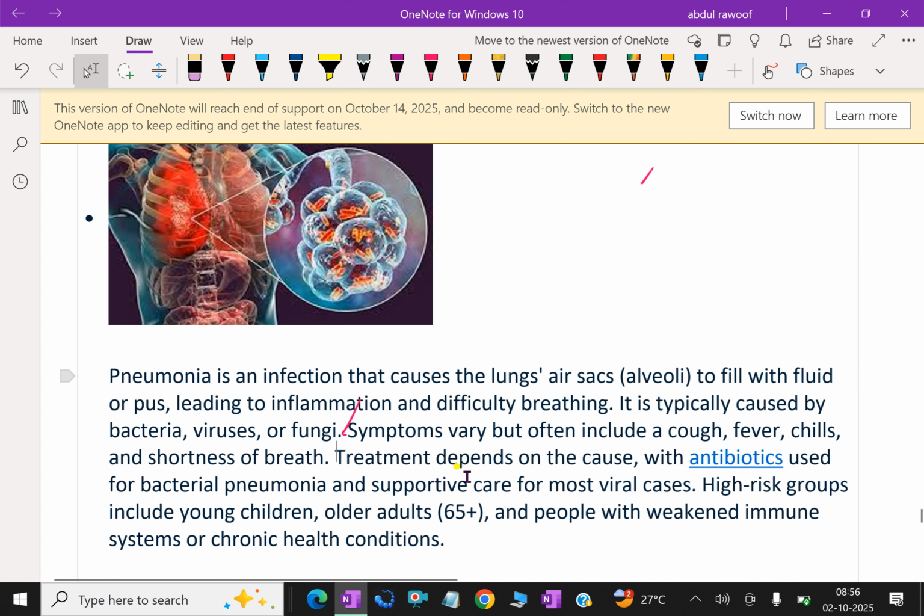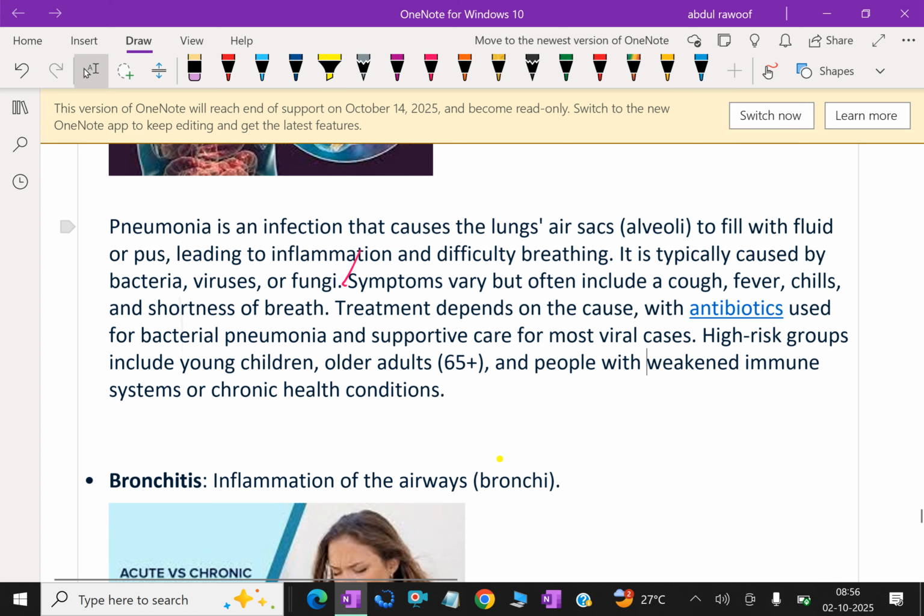Symptoms vary but often include a cough, fever, and chills. Treatment includes antibiotics for bacterial pneumonia, and supportive care for most viral cases. High risk groups include young children, older adults, 65 plus, and people with weakened immune systems or chronic health conditions.